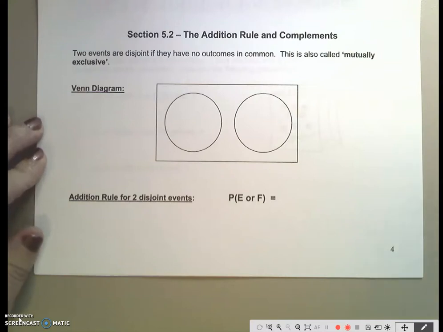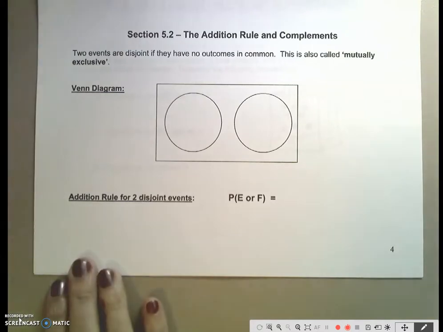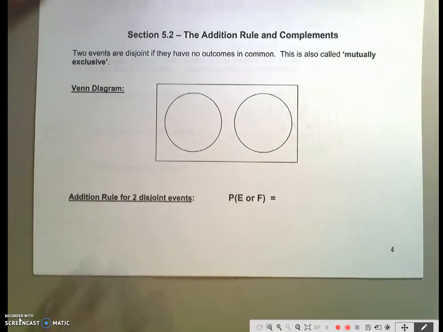If two events are disjoint, the definition of what disjoint means is that they have no outcomes in common, or they cannot happen at the same time. This is also called mutually exclusive. If you've ever heard the phrase mutually exclusive, that means absolutely cannot happen simultaneously. For example, you cannot enroll in a Monday, Wednesday, Friday, 10 o'clock morning class and also enroll in a Monday, Wednesday, Friday, 10 o'clock morning biology class, right? You can't be two places at once. So that's what mutually exclusive means.